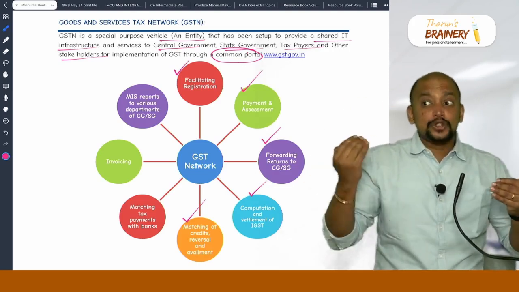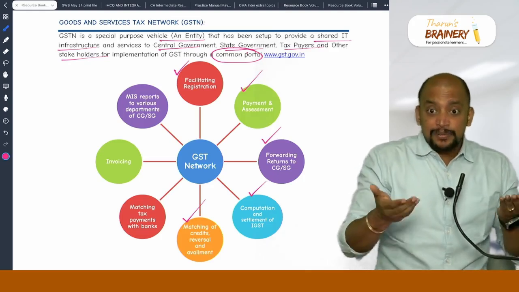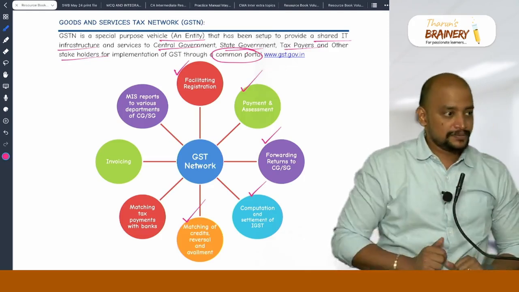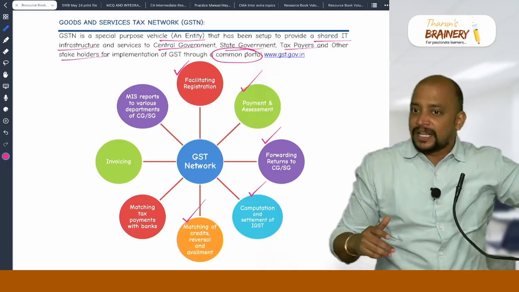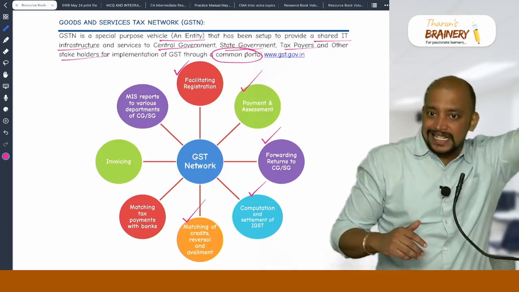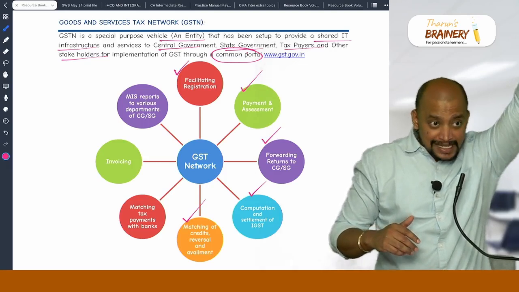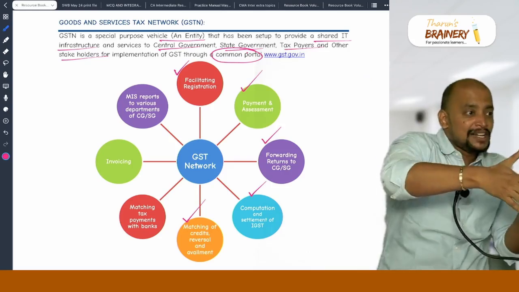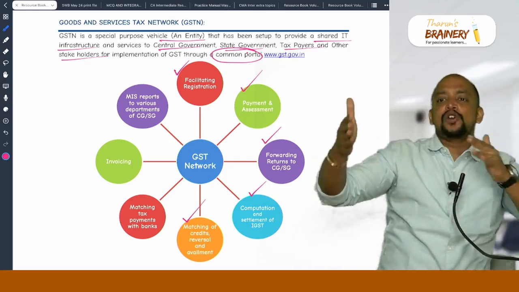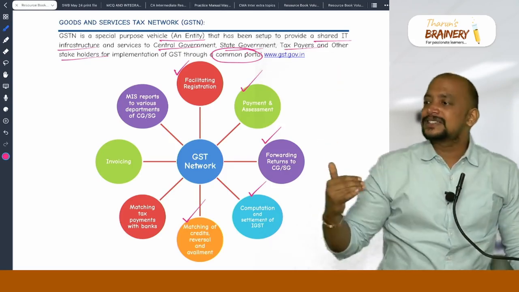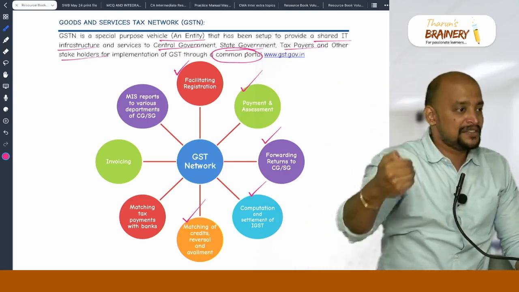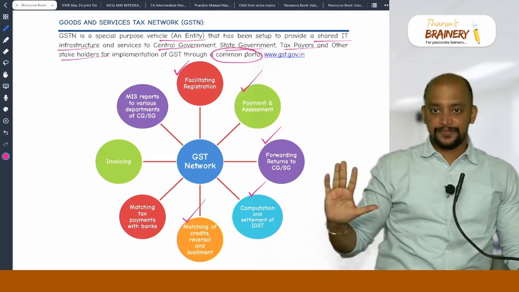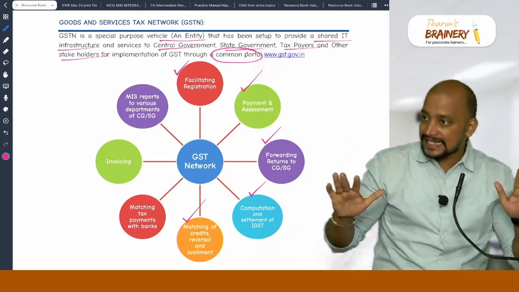Now, GSTR2B is something which you will not file, but it will be made available to you based on your suppliers' GSTR1. You are making purchases from 10 suppliers. Those 10 suppliers will be filing GSTR1. Based on the supplier's GSTR1, they will mention your name as the recipient. So the portal will make available to you a statement called GSTR2B. That GSTR2B contains the details of your inward supplies. Only for those inward supplies will you be able to take ITC. So this is the present system which we have.